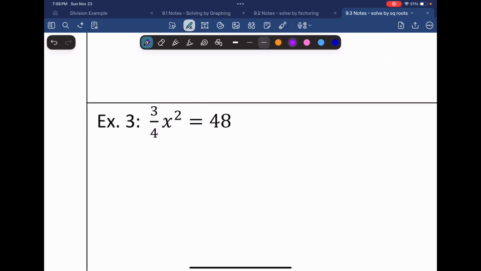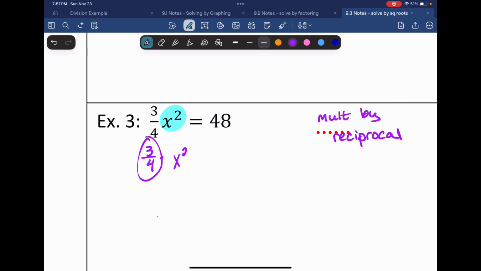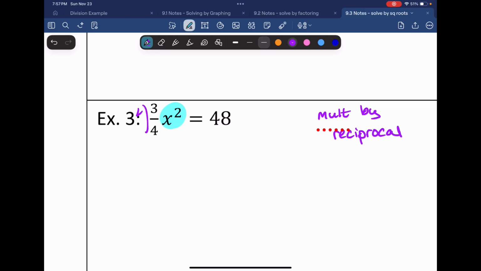This is 3/4 x squared. There's my x squared. This is really 3/4 times x squared. So in order to get rid of the fraction, we want to multiply by the reciprocal. So the reciprocal of 3/4 is 4/3. So I'm going to multiply both sides by 4/3.